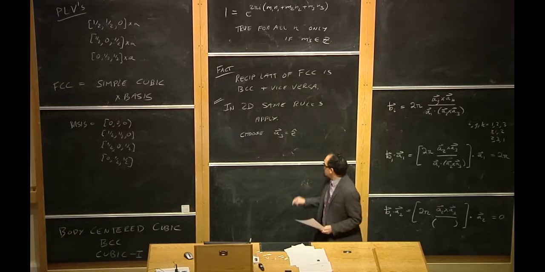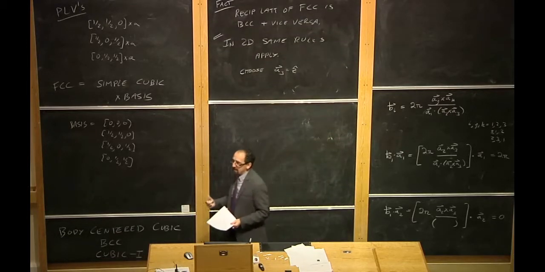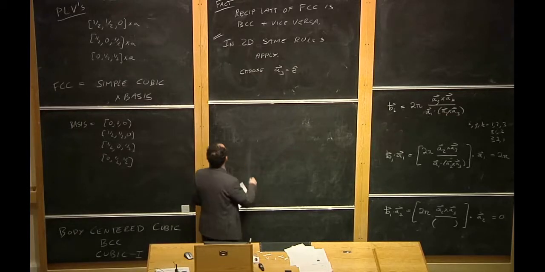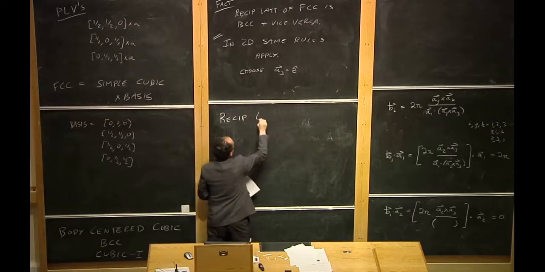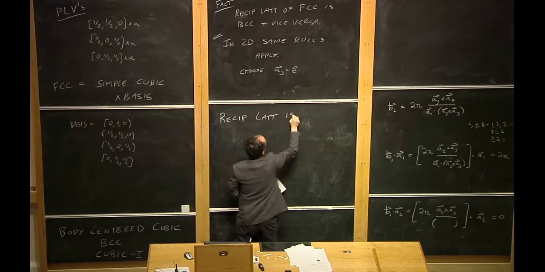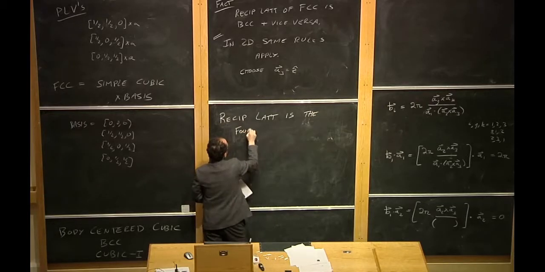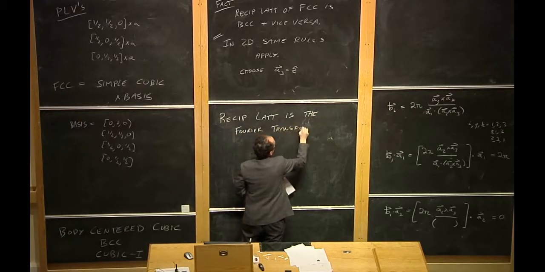All right, a couple minutes left. In the next couple lectures, we're going to try to do some interpretation and some uses of this reciprocal lattice. There's a rather important statement that people frequently make: the reciprocal lattice is the Fourier transform of the direct lattice.